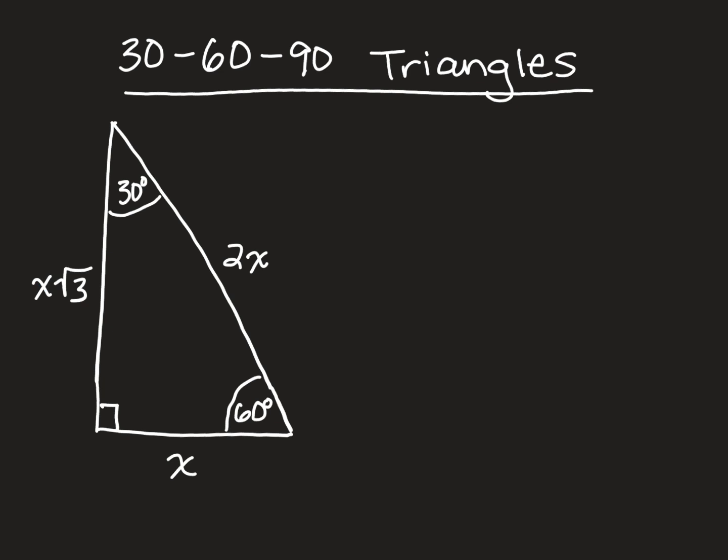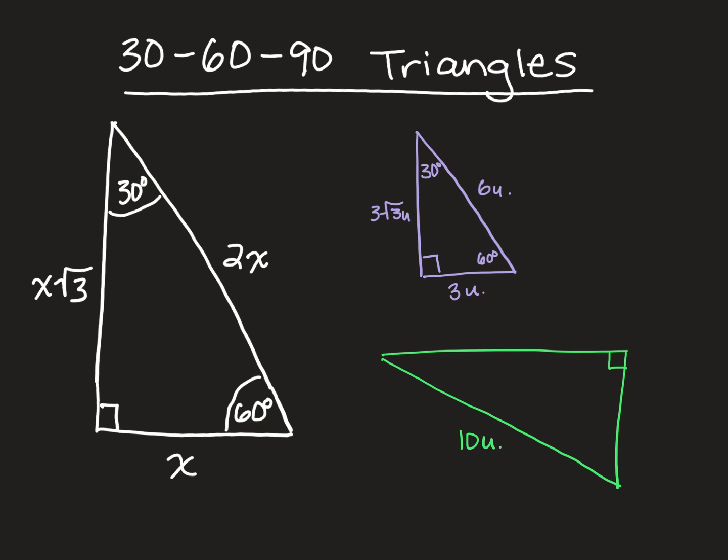So, for example, if we had this 30, 60, 90 triangle, and this, which is my shortest side, is 3 units, I would take that and multiply it by 2 to get my longest side, so this would become 6 units. And then I would take that 3 and multiply it by the square root of 3. So over here we're going to get 3 square root of 3 units for that side.